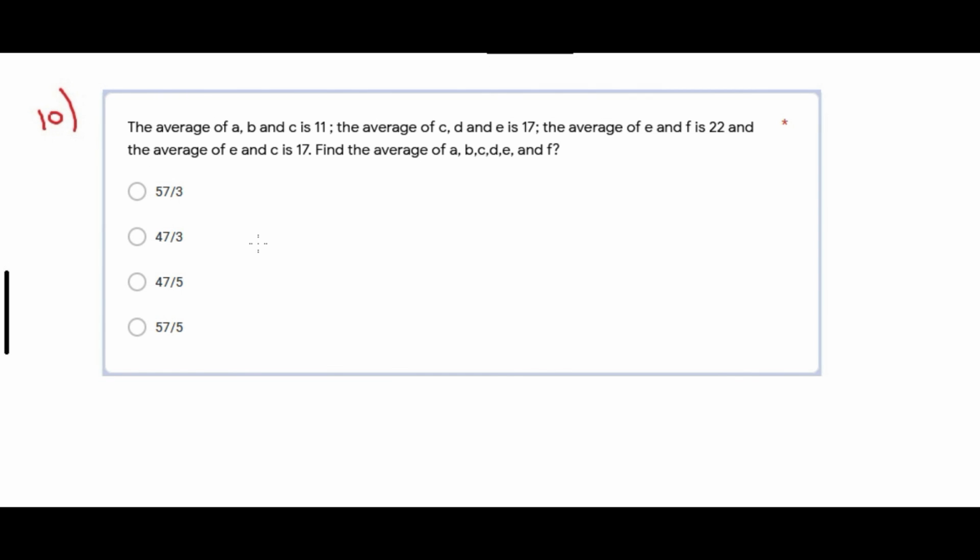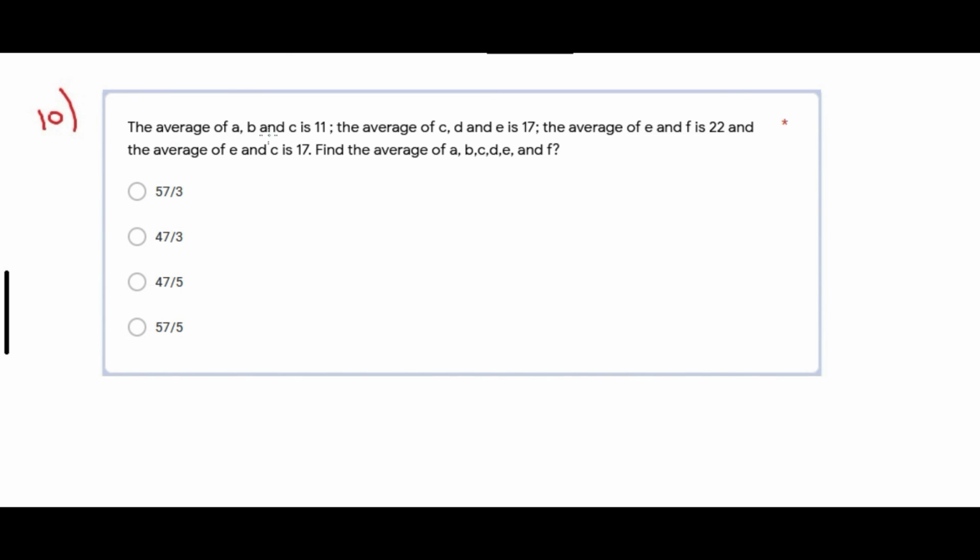The average of A, B, and C is 11. The average of C, D, E is 17. The average of E, F is 22. And the average of E, C is 17. Find the average of A, B, C, D, E, and F. Very simple question.